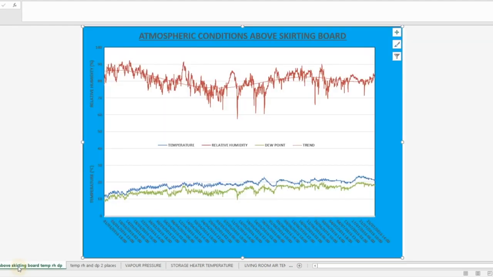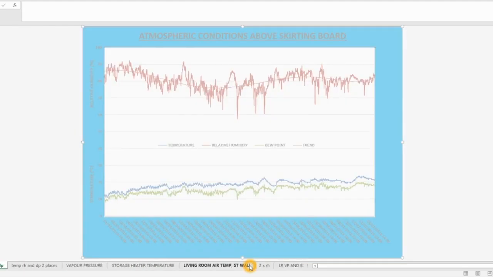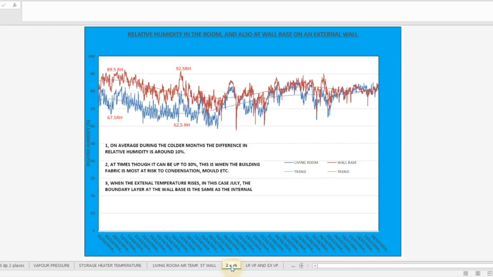But I just want to show you another little thing on here as well, just explaining why you're getting these problems sometimes in these areas. So we're looking at stuff and we're calling it the boundary layer. So on here the blue line is the living room relative humidity, so this is like generally around the living room. The red burgundy line is at the base of the wall where there's a lot of mold problems.